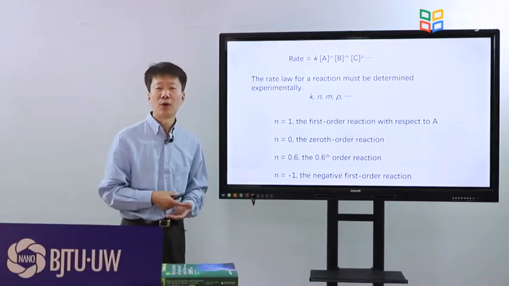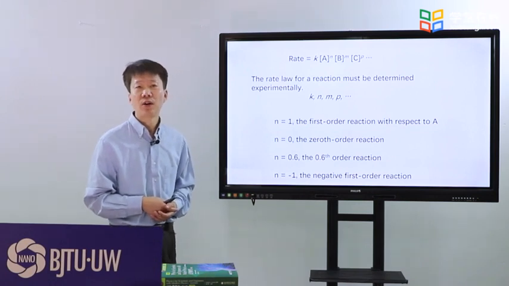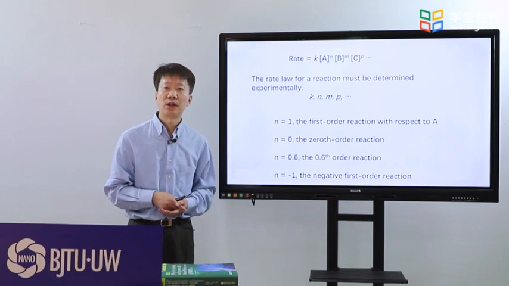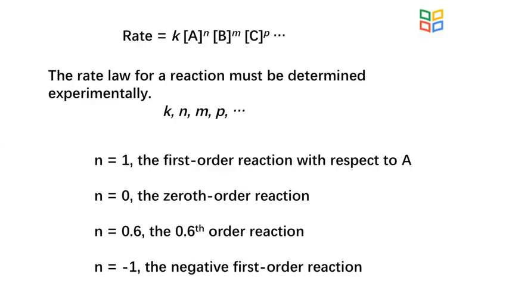What we have to know is the rate law for a reaction must be determined experimentally. All the parameters k, n, m, etc. must be derived from the experiments. The orders of the reaction are not equal to the coefficients in the balanced chemical equation.